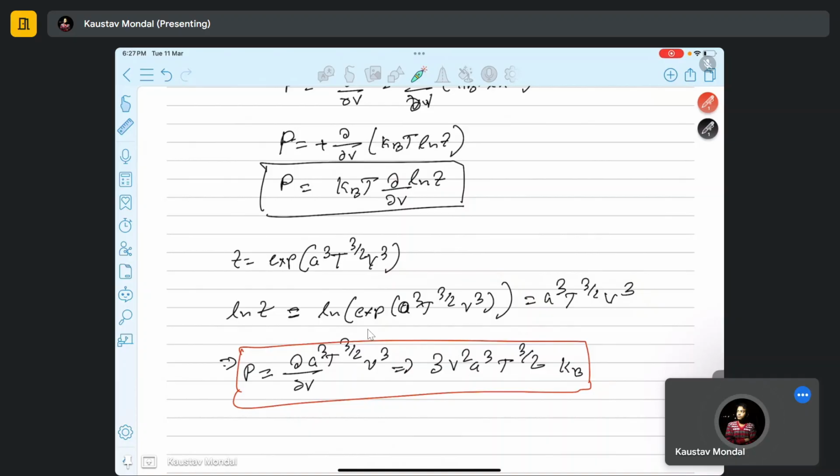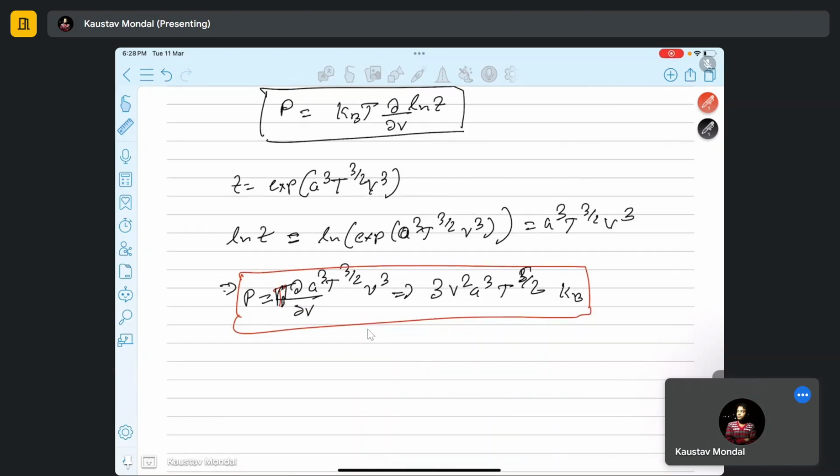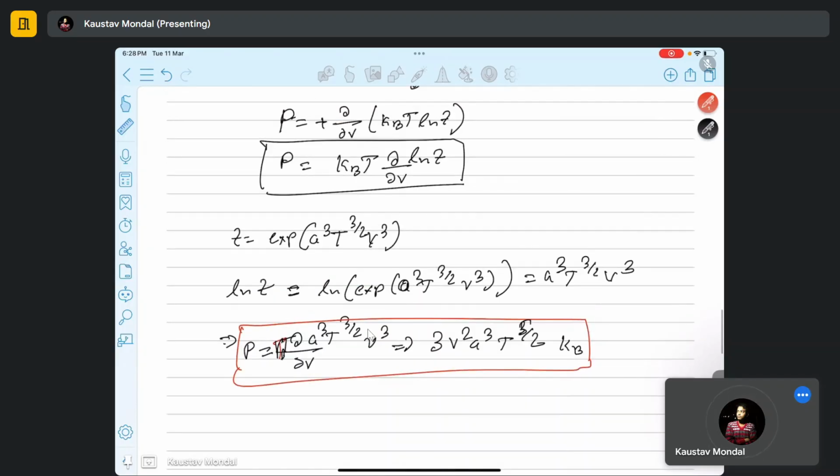So once again, I think there will be a 5 by 2 factor, right? Because there is a T there. So that will be T to the 5 by 2. Now it's correct. Okay, so this would be the final answer we will be getting.